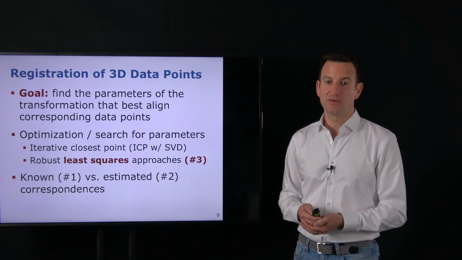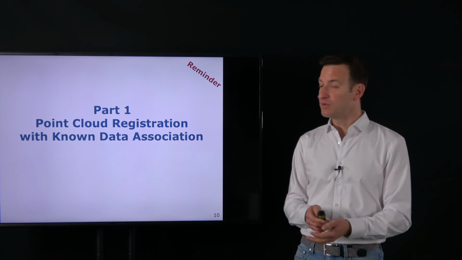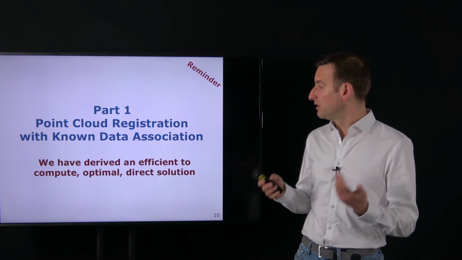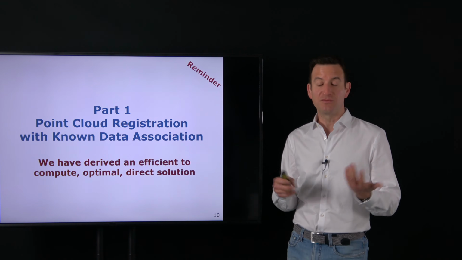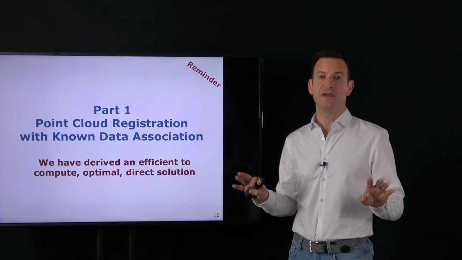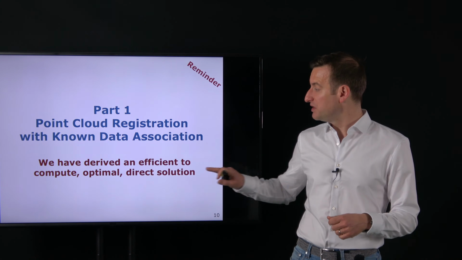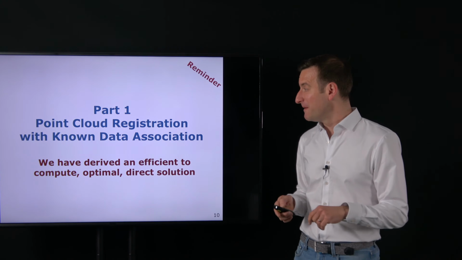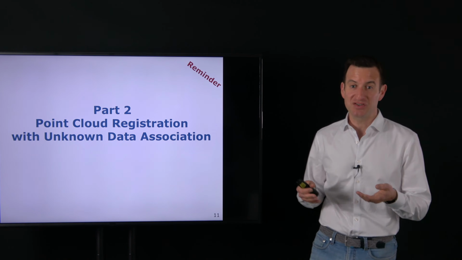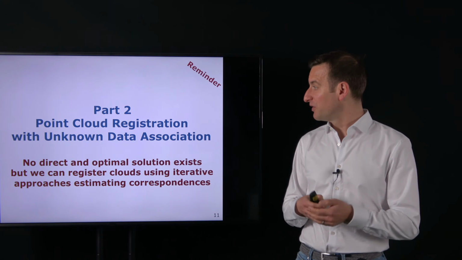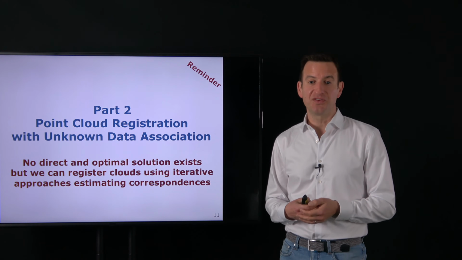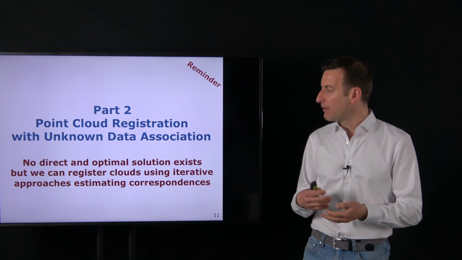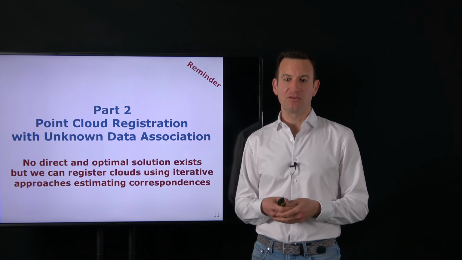robust least squares approach. So in the first part of the lecture, known data association, here we could derive an efficient, computable, optimal, and direct solution for finding the rigid body transformation. So everything perfect in this setup, nothing to do here. If you know your data association, part 1 is sufficient, you don't need to know more. Typically, we, however, don't know the data association, so then part 2 becomes interesting for you, and then there is no direct or optimal solution available, and we need to basically estimate or guess correspondences and then end up with an iterative approach in order to align those point clouds.